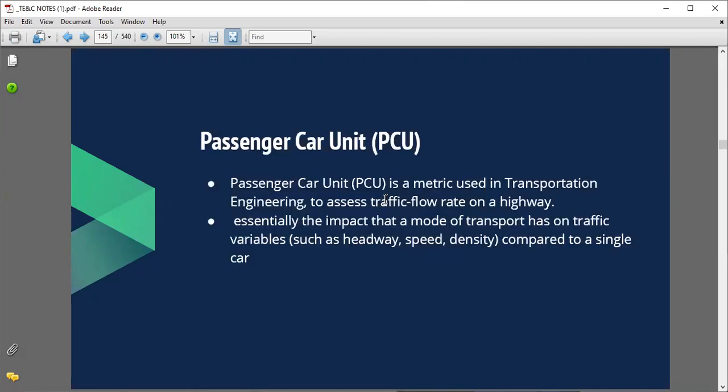You can see here that the passenger car unit is one unit. That unit is used to convert each and every vehicle into volume. If there are 10 trucks, 4 tractors, 2 two-wheelers, the count varies with the mix. There are mixed vehicles, so we have to convert this mixed traffic into one unit, and for that purpose one number is required. That number is nothing but the passenger car unit.